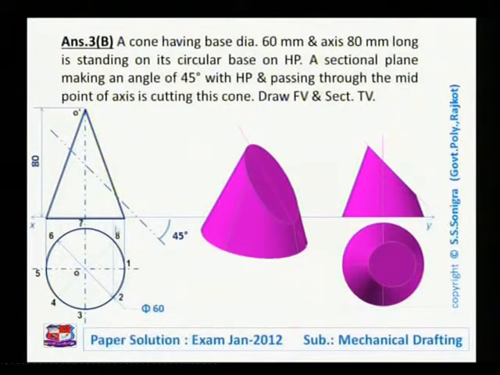From these generators, draw vertical lines that will cut the cone base over here, and from there, from 4, 4 and 6, draw these generators. So these two lines represent the imaginary generators in front view, and these lines represent the imaginary generators in top view.